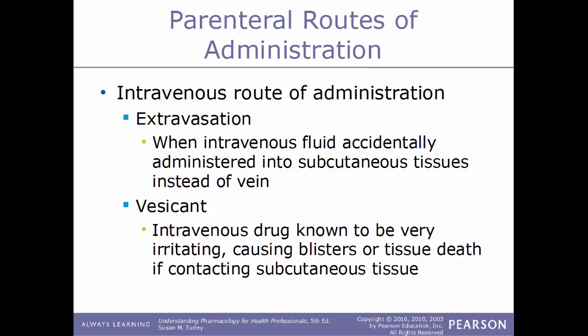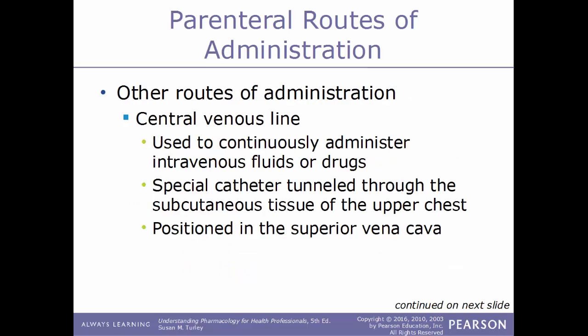Along with the IV route of administration, there are some issues that can come up. First one, extravasation. This is where the IV fluid is accidentally administered into the subcutaneous tissues instead of into a vein. And our next term, vesicant. This is a term that describes a blistering agent. Some IV drugs are known to be quite irritating. They can cause blisters or tissue death if they contact subcutaneous tissue. Some other routes of administration, a central venous line.